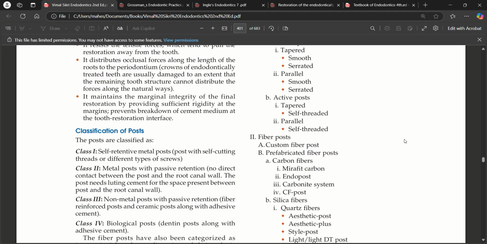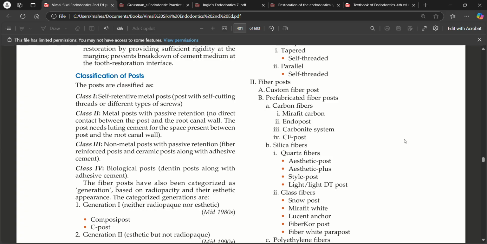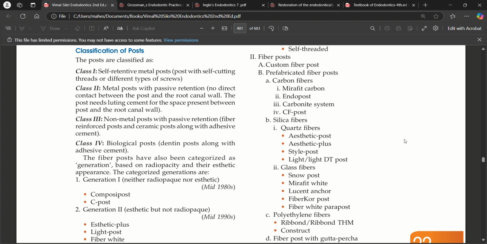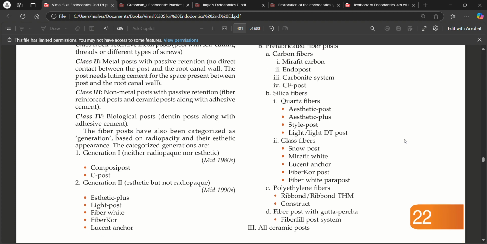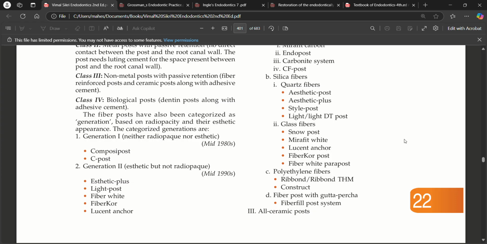Fiber posts are the custom fiber post, prefabricated fiber post, carbon fibers, Mirafit carbon endo post, then carbonate system, CF post, and silica fibers. The quartz fibers: aesthetic post, aesthetic plus, tile post, and light DT post. Then glass fibers are the snow post, Mirafit white, lucent anchor. Then fiber core post, fiber white para post. And polyethylene fibers are the ribbon THM. Then construct, then fiber post with gutta percha, fiber fill post system.